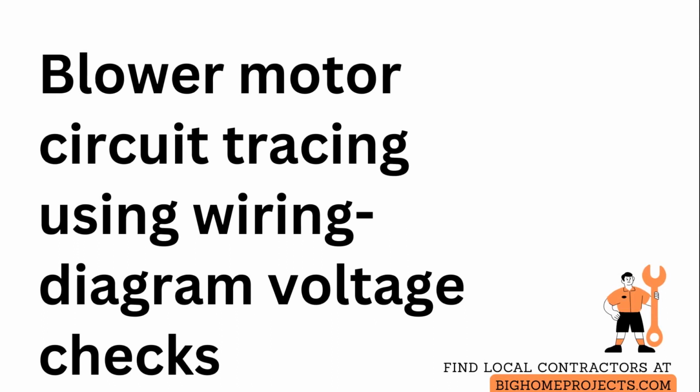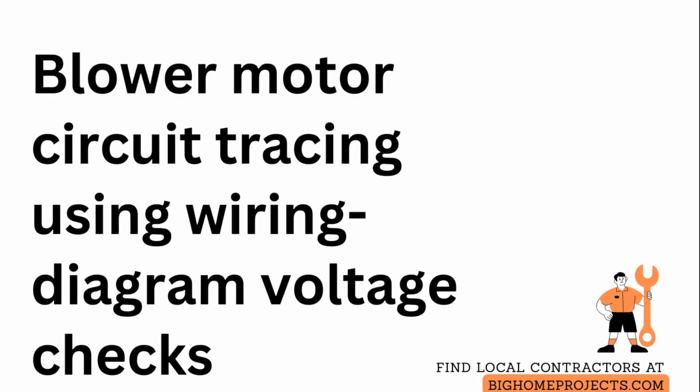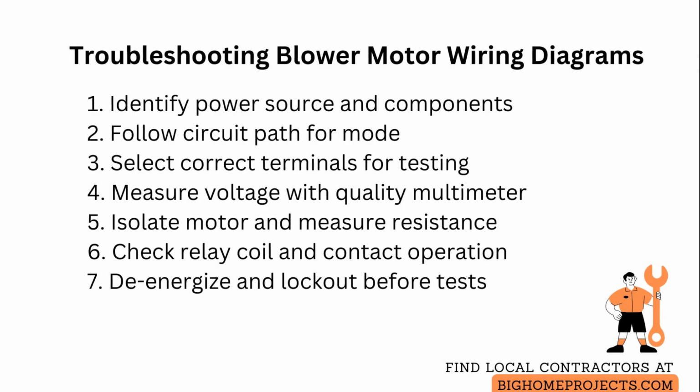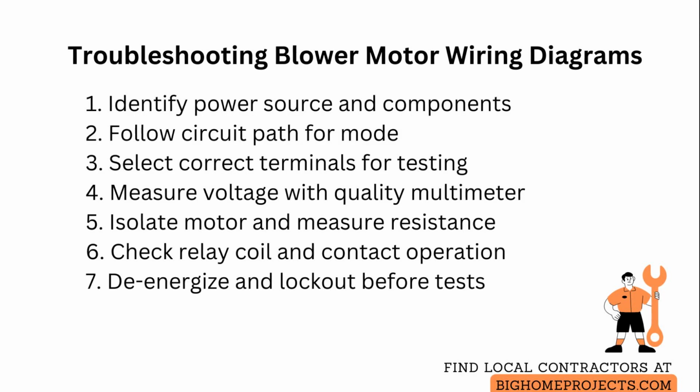Use the wiring diagram as your roadmap to trace power from the source to the blower motor and identify where the circuit stops flowing. Start by identifying the power source, the blower motor, and every interposed component on the diagram, such as fuses, relays, thermostats, speed selectors, and safety switches.